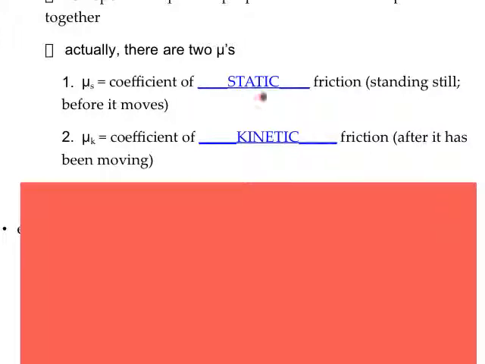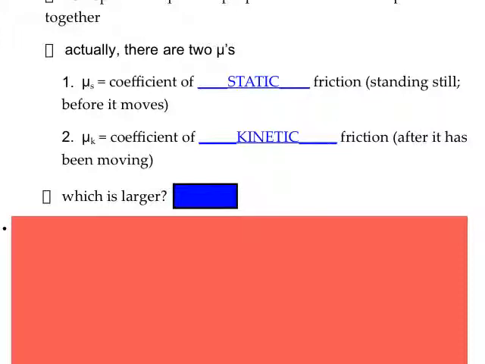If we are talking about the coefficient of static friction, that means that the object is still, and it refers to before it would start moving. If we are talking about kinetic friction, that refers to movement. So when I ask you this question on which one is larger, I want you to think about what requires more force.